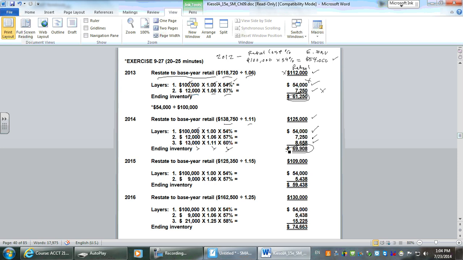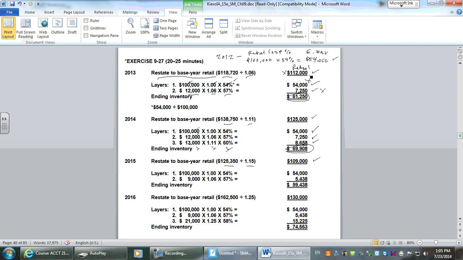Now what happens if I deplete layers? Which ones go first? LIFO, the most recent ones. So I'm going to get rid of this 13,000 in base year from the beginning and work my way backwards for the last one. The next year when I take my ending inventory at retail and deflate it back to base year, now I got 115%. I get 109, which is obviously less than 125, it's even less than 112.